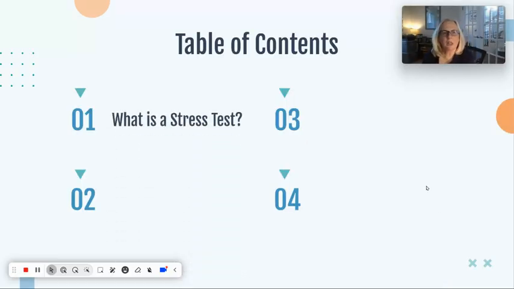Okay, so we're going to talk about what is a stress test first. Here's your note packet, by the way. You should have this printed. If you have not printed your note packet, you need the note packet before we start. It says Unit 2, Lesson 1.